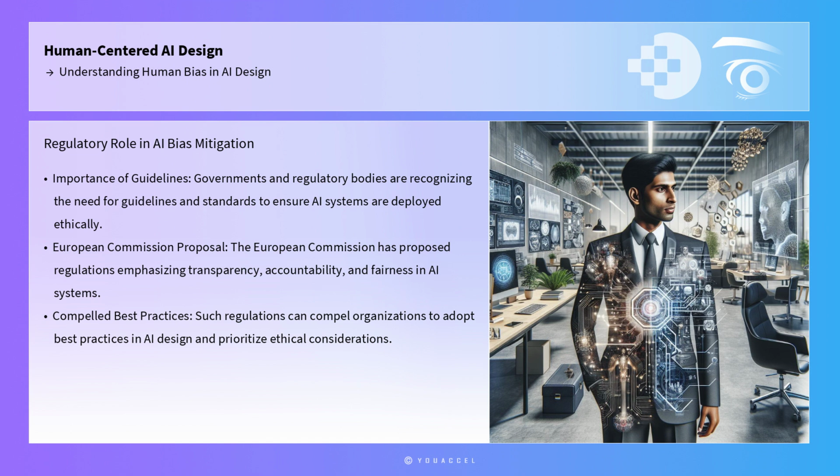The regulatory landscape also plays a significant role in addressing bias in AI design. Governments and regulatory bodies are increasingly recognizing the need for guidelines and standards that ensure AI systems are developed and deployed ethically. For example, the European Commission has proposed regulations that emphasize transparency, accountability, and fairness in AI systems. Such regulations can compel organizations to adopt best practices in AI design and foster an environment where ethical considerations are prioritized.